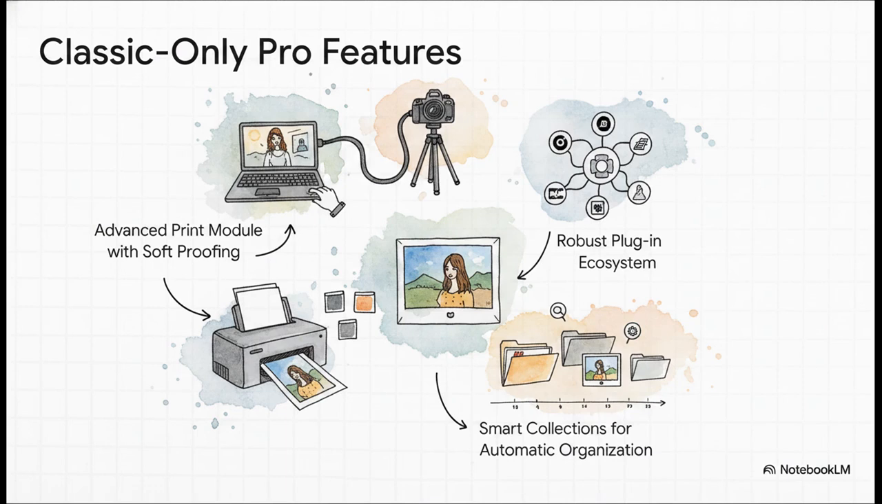And look, if you're a working professional, Classic just has some tools that you cannot get anywhere else. I'm talking about things like tethered shooting, where your photos pop up on your computer screen the second you take them in the studio. A super advanced print module to make sure what you see on screen is what you get on paper. Oh, and virtual copies, which let you create tons of different edits of one photo without ever duplicating the original file. For a lot of pros, these tools are simply non-negotiable.